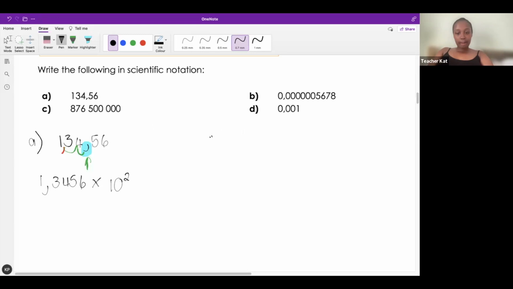Okay, we have B. If I'm going to rewrite this, I need to count how many zeros we have here. Comma, 1, 2, 3, 4, 5, 6 zeros. Okay, step 1, place my comma. After which number do we want the comma? After the 5. So I'm going to have 5, comma, 6, 7, 8 times. Which base are we using after the times? 10. Are we moving the comma left or right?